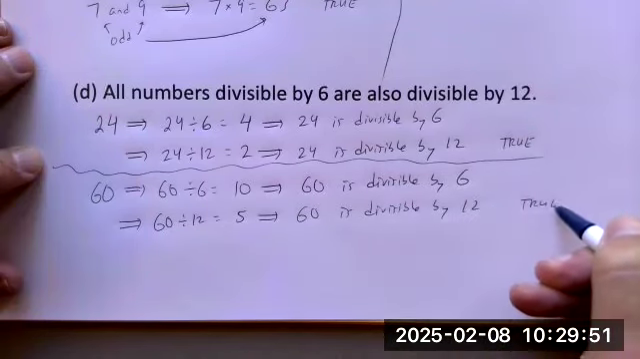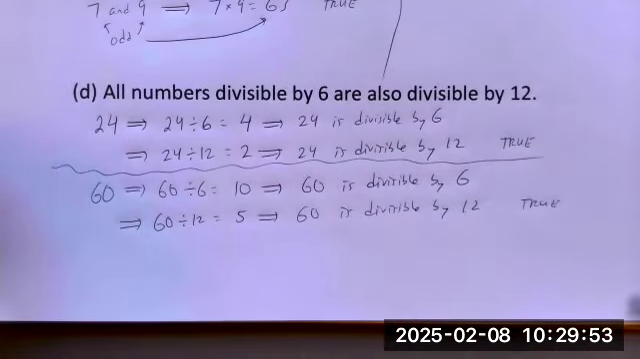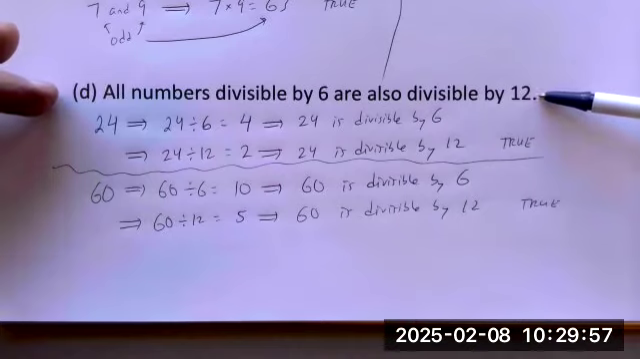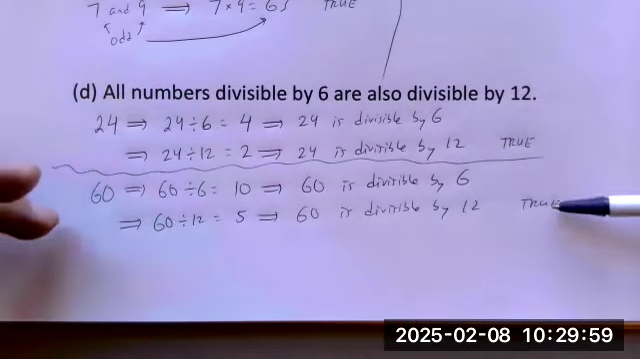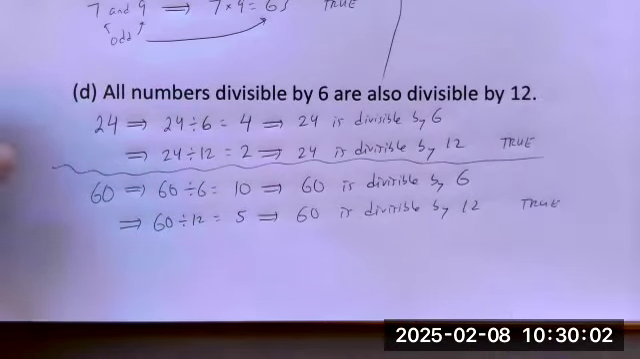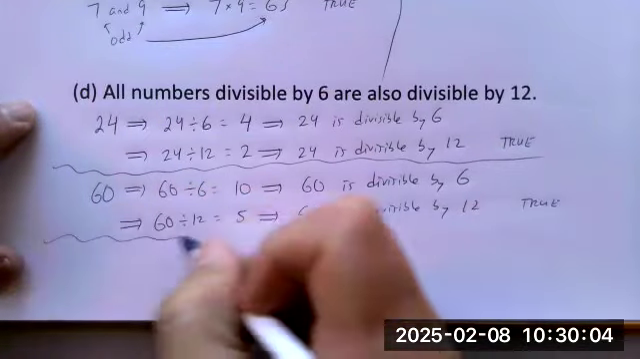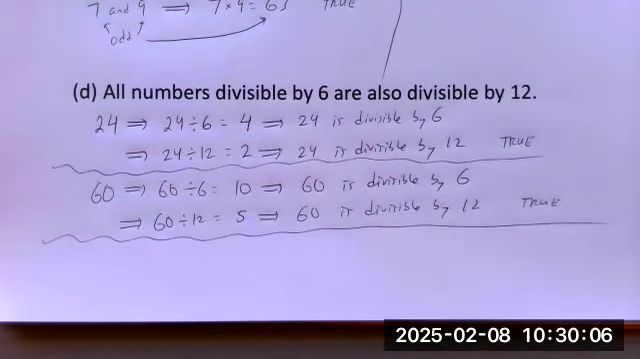So that specific case is true. Again, that doesn't mean necessarily that this whole statement is true all the time. It just happened to be true in those two cases that we looked at, 24 and 60. I would really caution you not to stop right now and say true. You need more evidence. You need to look at more numbers that are divisible by 6 and see if they are also divisible by 12, because if you keep doing that, I think you're going to find a counterexample.